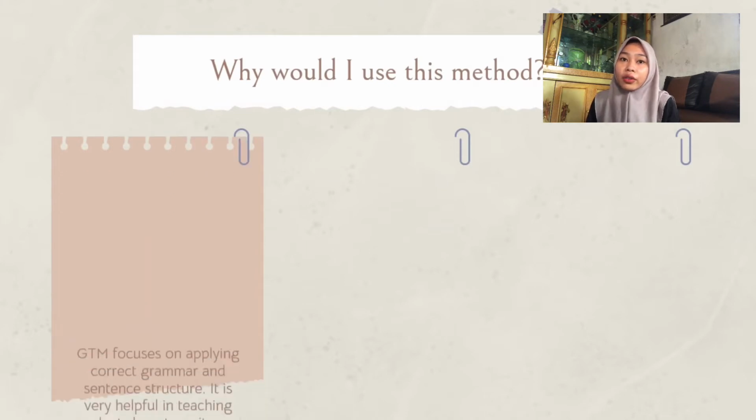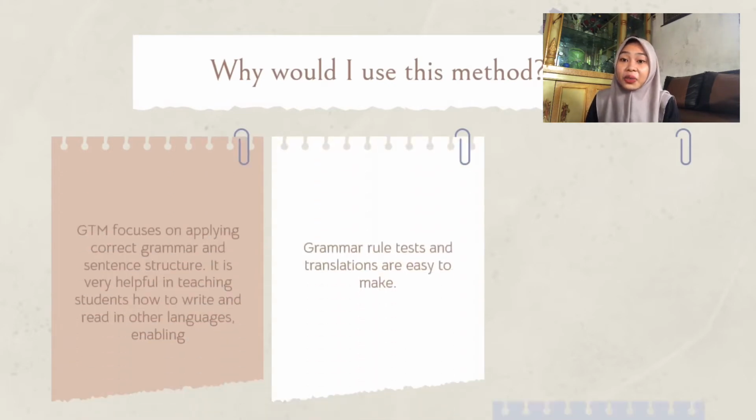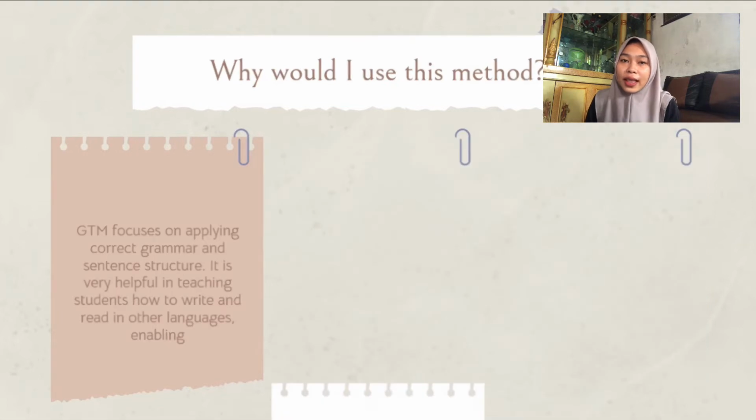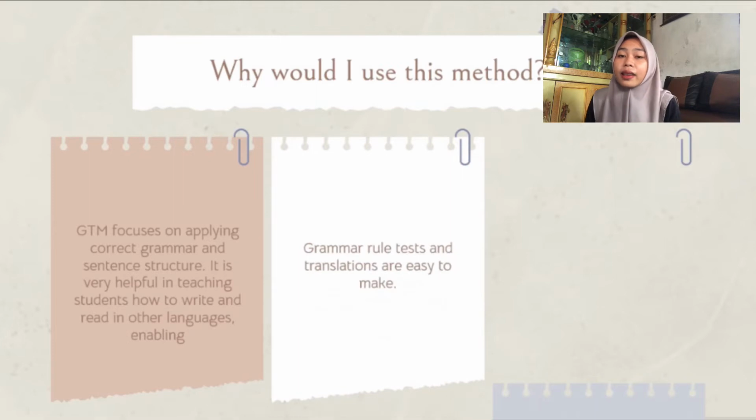Next, why would I use this method? There are 3 reasons why I would use this method. The first, GTM focuses on the application of grammar and correct sentence structure. This is especially helpful in teaching students how to write and read in another language, allowing them to explore incredible words and phrases, for example, different words for different tenses, more effectively than a verbal teaching method.